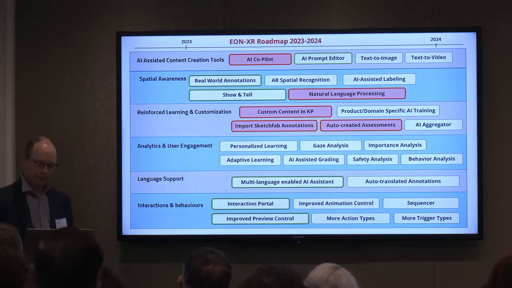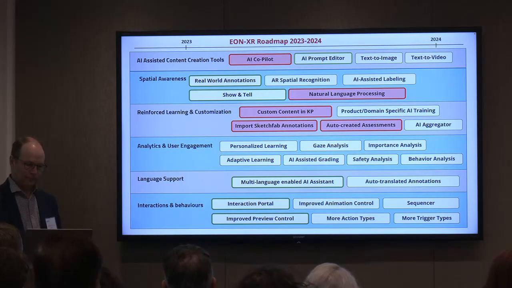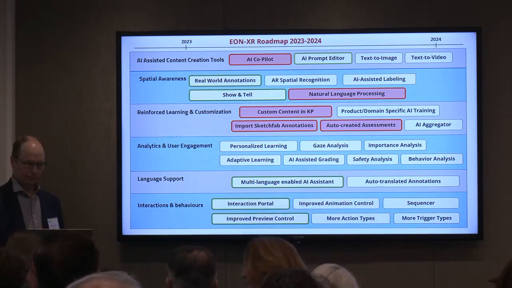We also added a new interaction portal for the product. So this will make it even easier to edit and modify interactions that you have created. And we also improved the preview control of those interactions. But today we are going to focus on the new features we're rolling out. They are the AI Copilot that you have seen the video of. And I'm going to talk a bit about the natural language processing we're introducing in the product, and also some other new features that are coming out I would like to highlight.